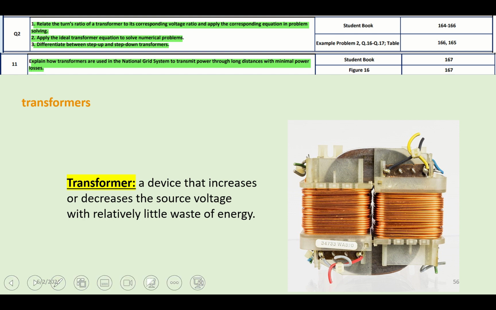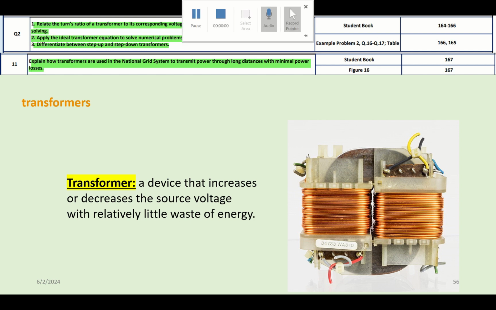All right, so: 1. Relate the turns ratio of a transformer to its corresponding voltage ratio and apply the corresponding equation in problem solving. 2. Apply the ideal transformer equation to solve numerical problems. 3. Differentiate between the step-up and step-down transformers. And question 11 says, explain how transformers are used in the national grid system to transmit power through long distances with minimal power losses.